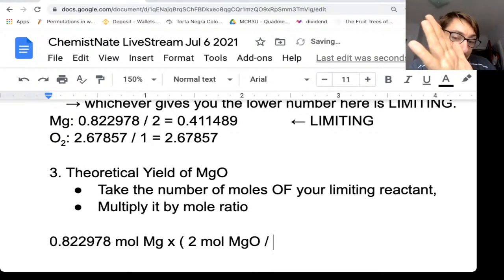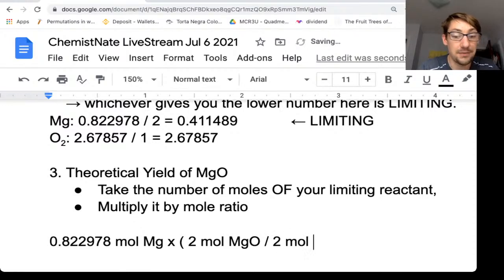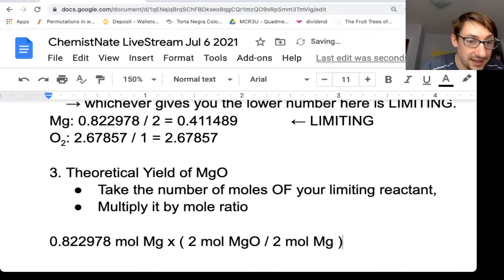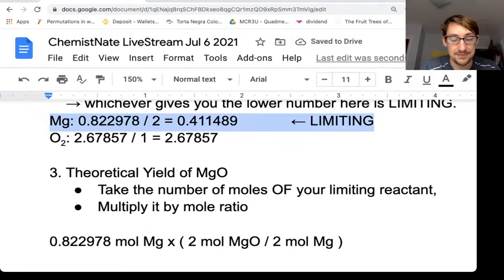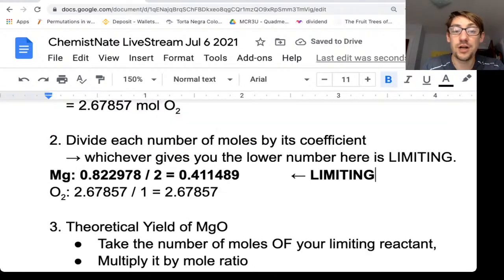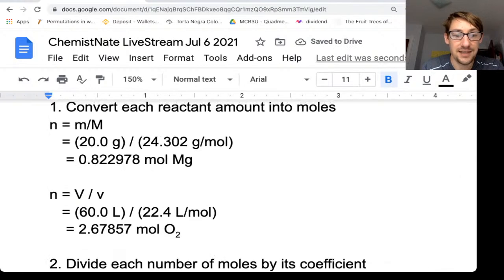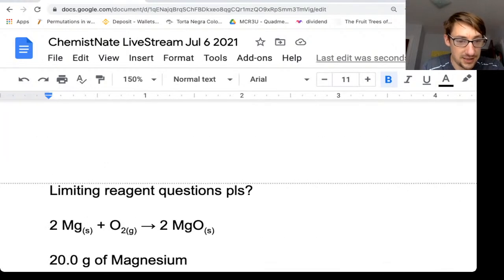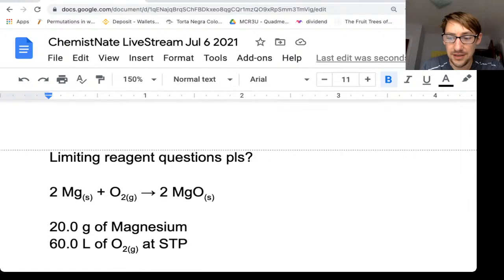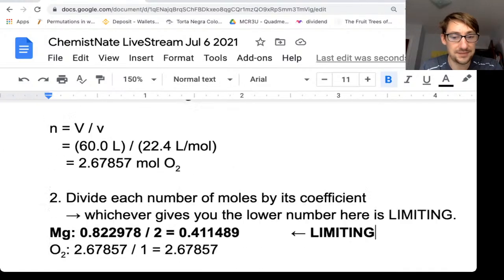And on the bottom of the fraction, you're going to put the coefficient of the thing you are calculating from. In our case, it is solid magnesium. We agree that it is the magnesium that is limiting. And you make MgO from Mg in a 2:2 ratio.